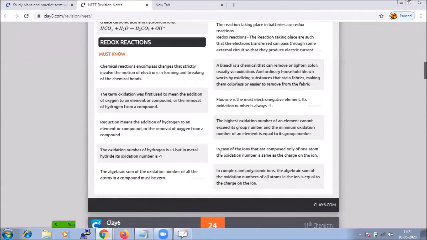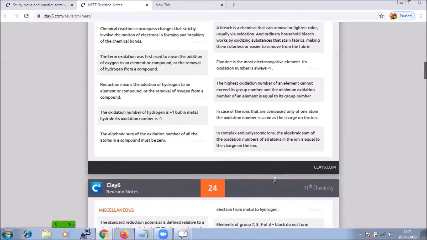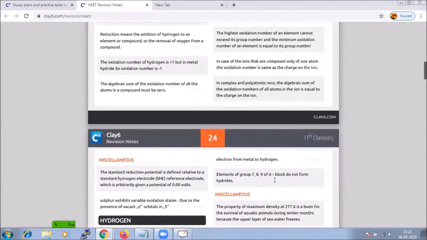In the case of ions that are composed of only one atom, the oxidation number is the same as the charge on the ion. And if we consider complex and polyatomic ions, the algebraic sum of the oxidation numbers of all atoms in the ion is equal to the charge on the ion.